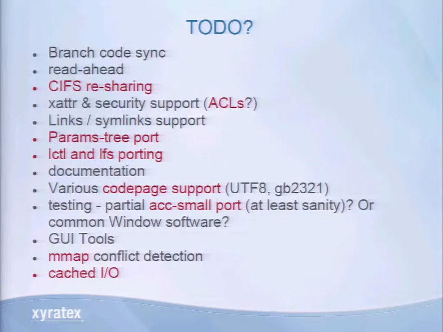GUI tools. I think this is one of those things that would be nice to have. This is one of the things that could be a differentiator for an open source WNC client. People could develop different GUI tools, or we could work on GUI tools as an open source thing. I think that will probably end up being a community decision. We'll look and see what the best thing is going to be. The mmap conflict detection I already talked about, and cached I/O I talked about.